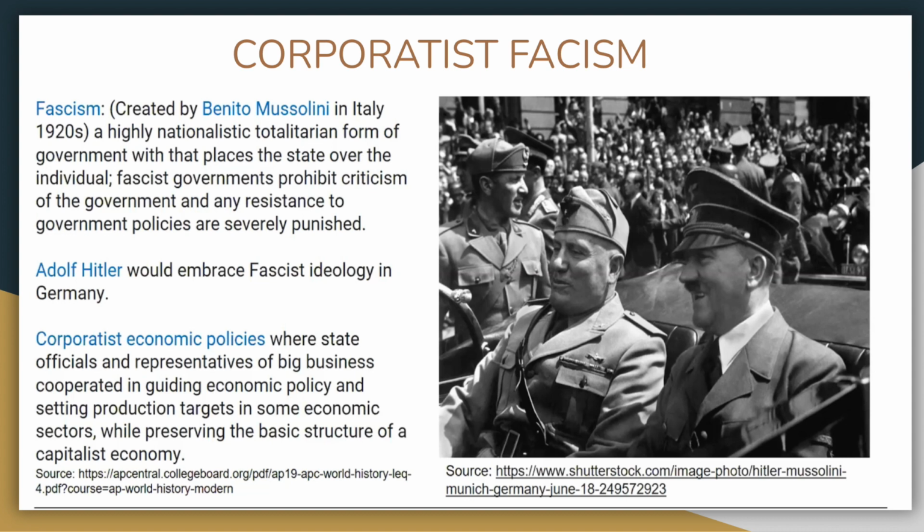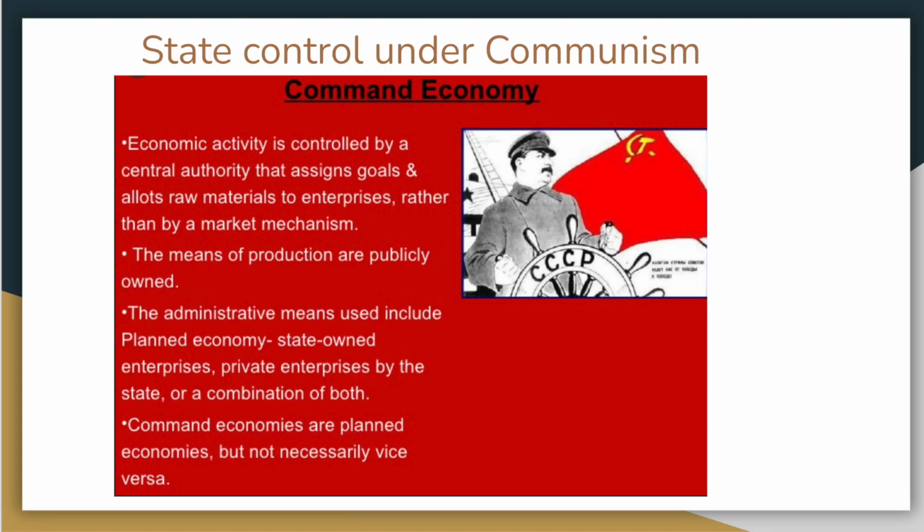And let's look at what happened. Slide 15, let's go to the USSR, the Soviet Union. So under communism, they created something called a command economy, okay? So communists had total control over their economic system.